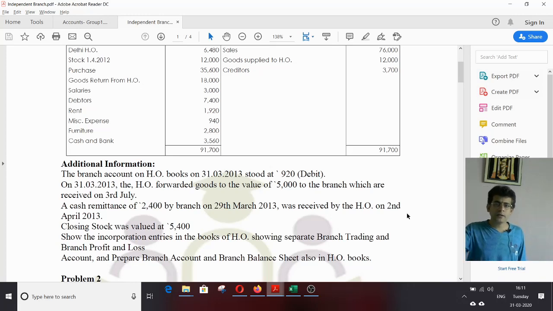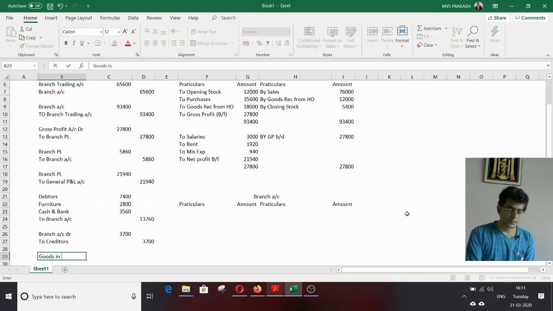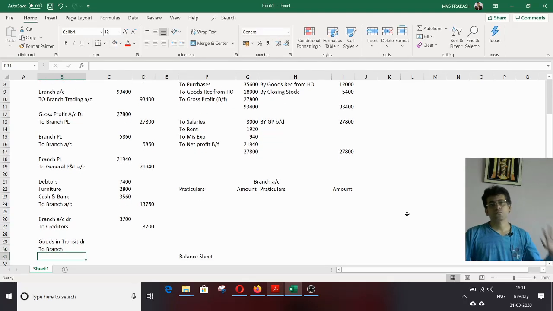But we have already prepared the trading account and the profit and loss account, and we are bringing the assets and liabilities of the branch into the books. So I need to record this in my branch. Where will I do this recording? I need to do the recording in the head office books to make that equal. Now let us pass the reconciliation entries here. Goods in transit, debit to what? Branch.